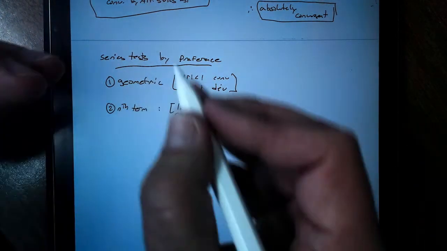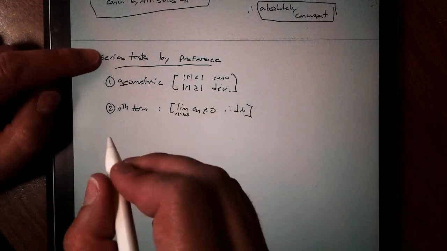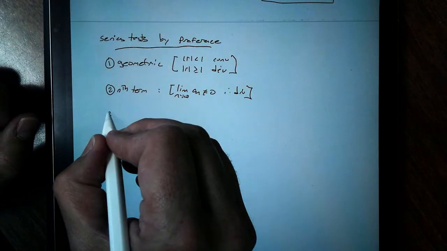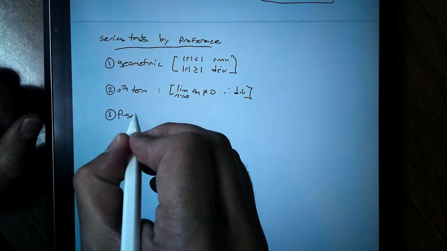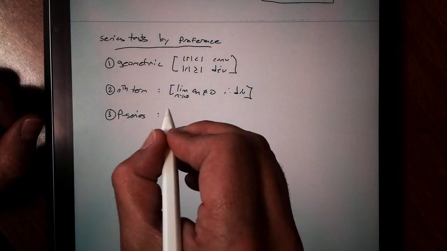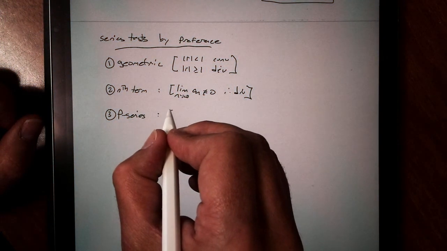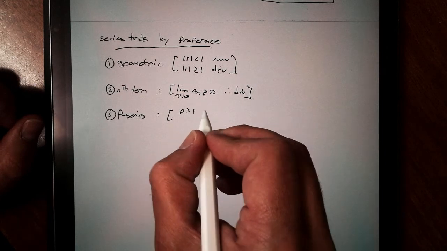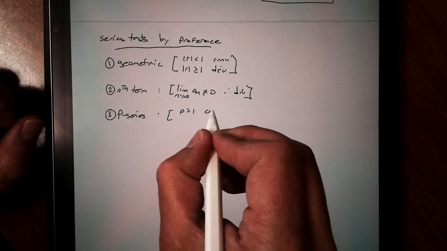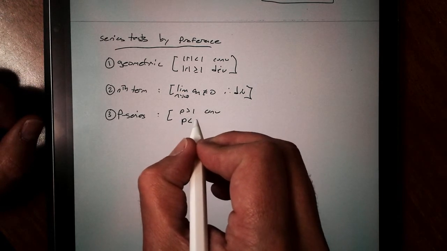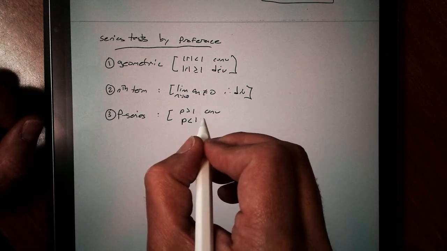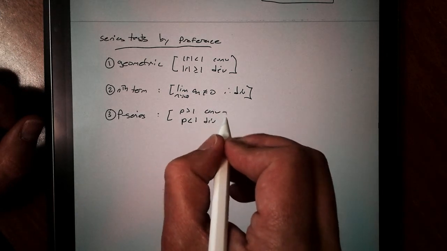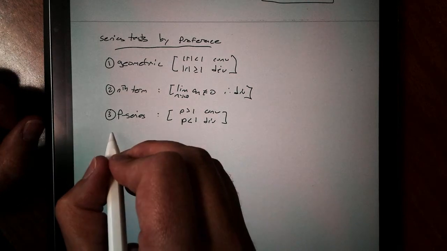After that, again, I'm going in the order which is easiest, and I can do pretty much all of these in our head. Next one, p-series. What about an integral? We'll talk about that. P-series. If p is greater than 1, convergent. If p is less than or equal to 1, divergent. Remember, of course, p has to be positive.